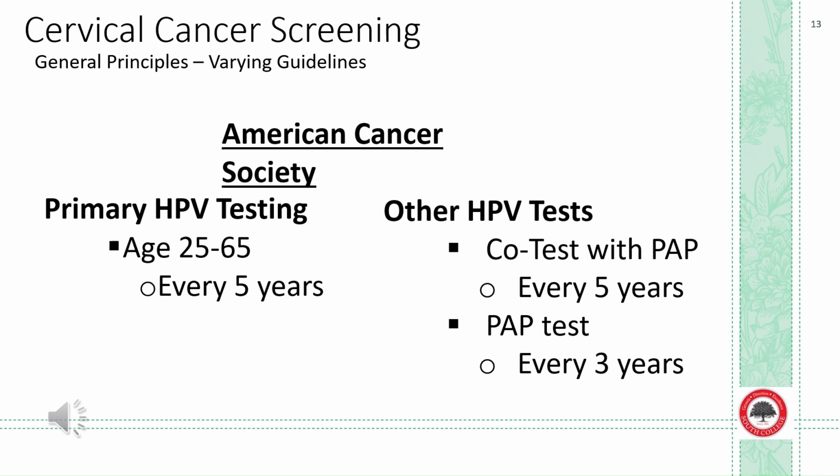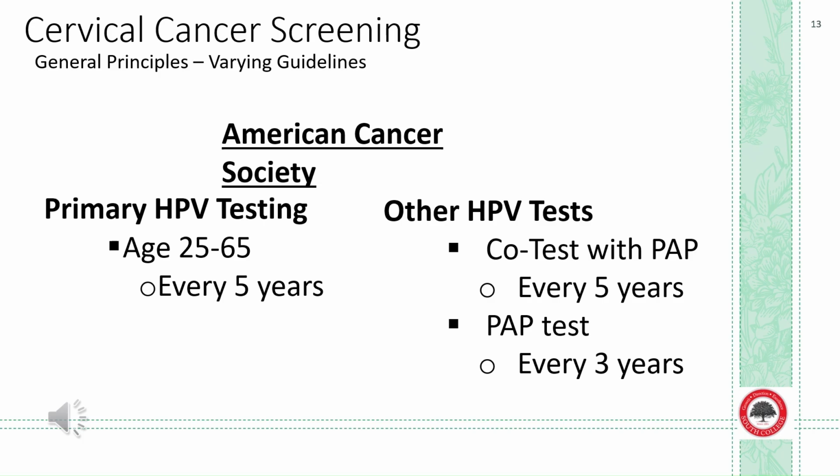The American Cancer Society recommends the primary HPV test as the preferred test for cervical cancer screening. They recommend screening begin at age 25 and continue through age 65. A primary HPV test is an HPV test that is done by itself for screening. The U.S. Food and Drug Administration has approved certain tests to be classified as primary HPV tests.